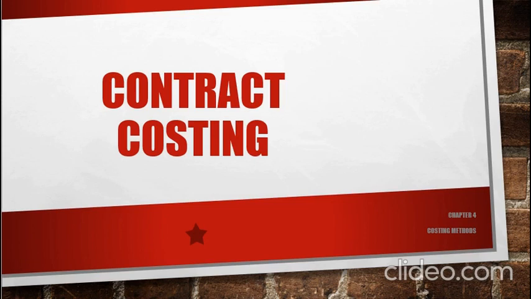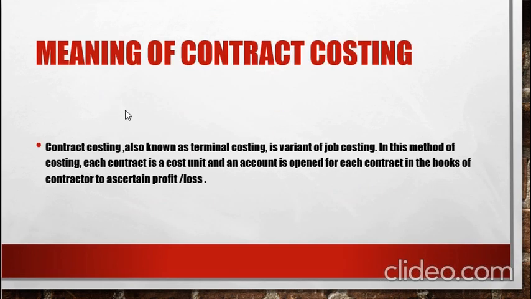In this video, we'll be discussing contract costing, Chapter 4 from Costing Methods. Meaning of contract costing. Contract costing, also known as terminal costing, is a variant of job costing. In this method of costing, each contract is a cost unit and an account is opened for each contract in the books of the contractor to ascertain profit or loss.